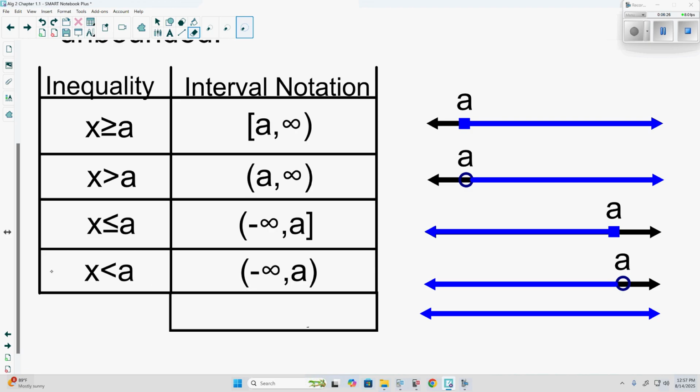And then we have that x is greater than or equal to a. So everything bigger than whatever the value of a is, and it's included. So bracket a comma infinity. Our second one, x is greater than a. So this time we're not including a. So we have parentheses a comma infinity parentheses. Our third one, x is less than or equal to a. So we're saying all the values less than or equal to that amount. So we're going to the left. So we'd have negative infinity comma a.